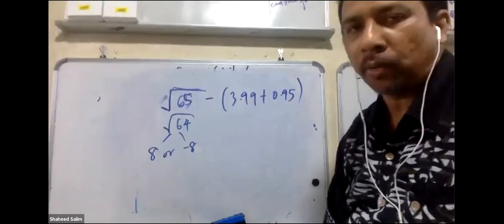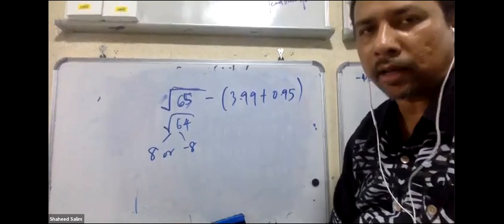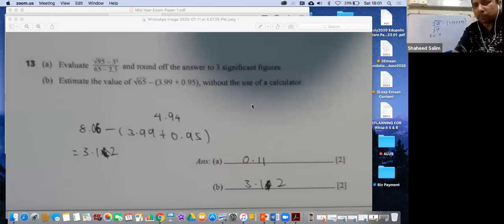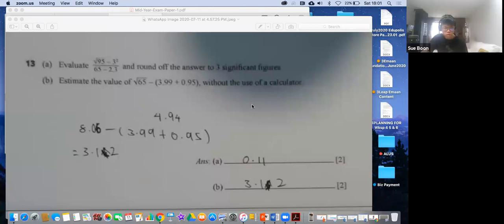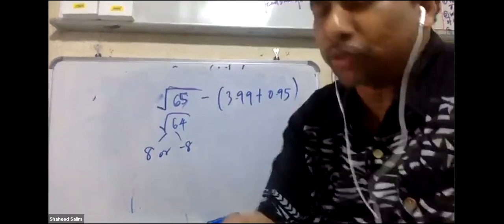Wait, for secondary one, you can use a calculator for Paper 1 and Paper 2, unless they tell you like this question, they tell you no using calculator. This is Paper 1. But you can check, right? The thing is you can check. Yes, that's a good trick lah.